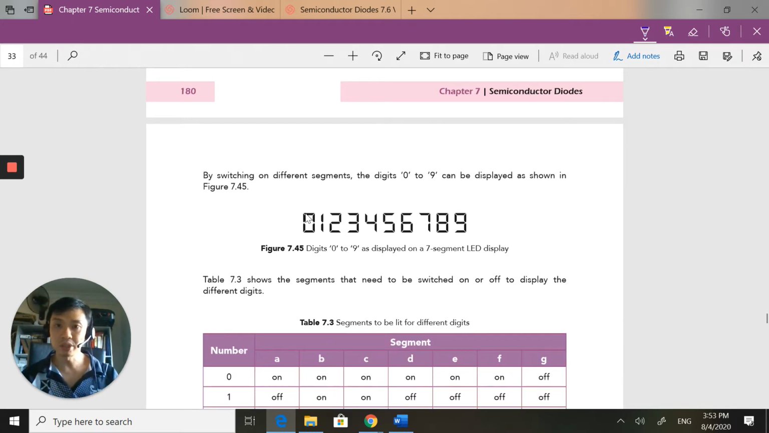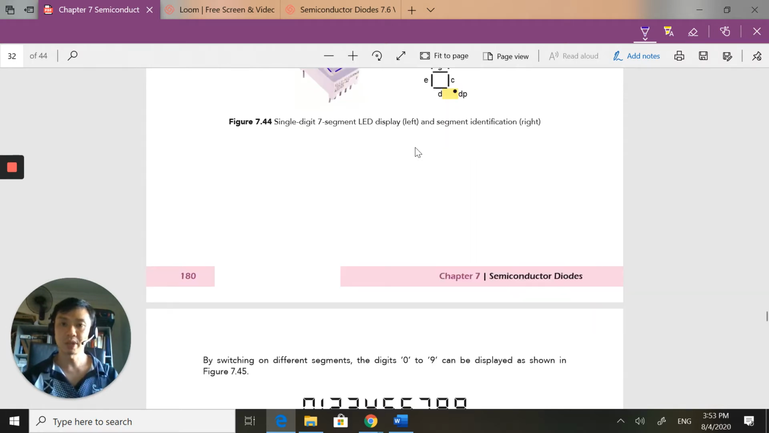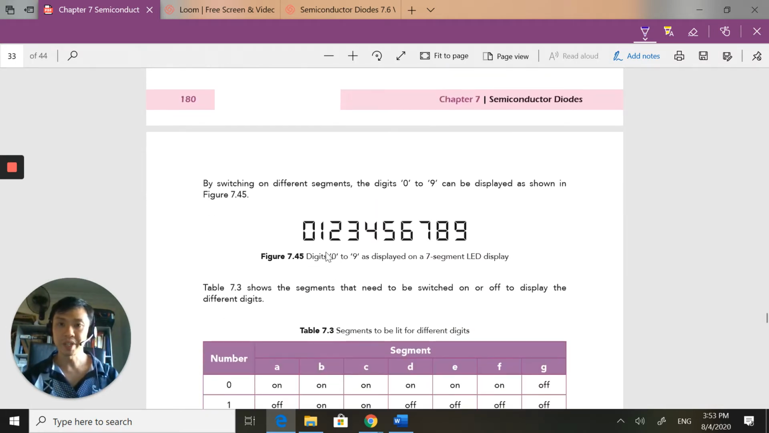By switching on the different segments, if you notice here, let me erase that away. By switching on different segments, I've got 1, 2, 3, 4, 5, 6, 7. By switching on the 7 different segments, I can display numbers 0 to 9.